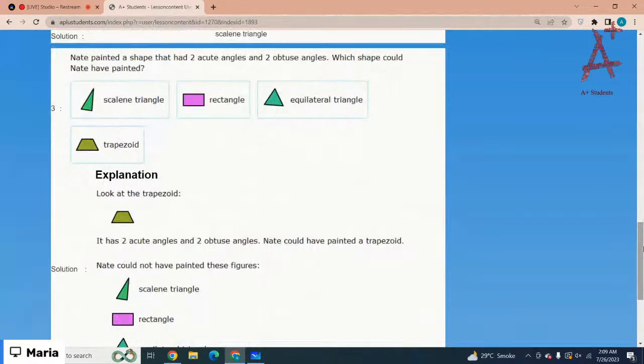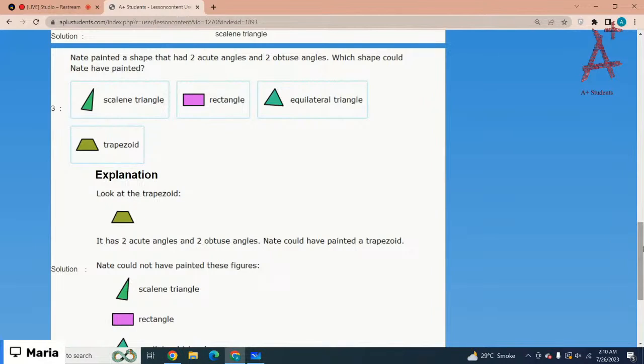Okay, the next one is Nate painted a shape. Nate painted a shape that had two acute angles and two obtuse angles. Which shape could Nate have painted? Okay, two acute and two obtuse. That means that is a four-sided shape, because two and two make four angles, so that would be a four-sided shape.